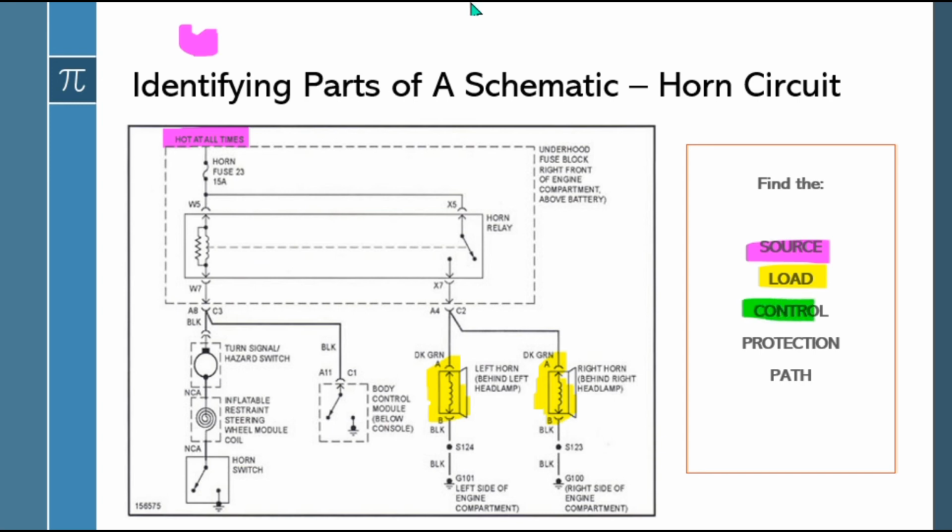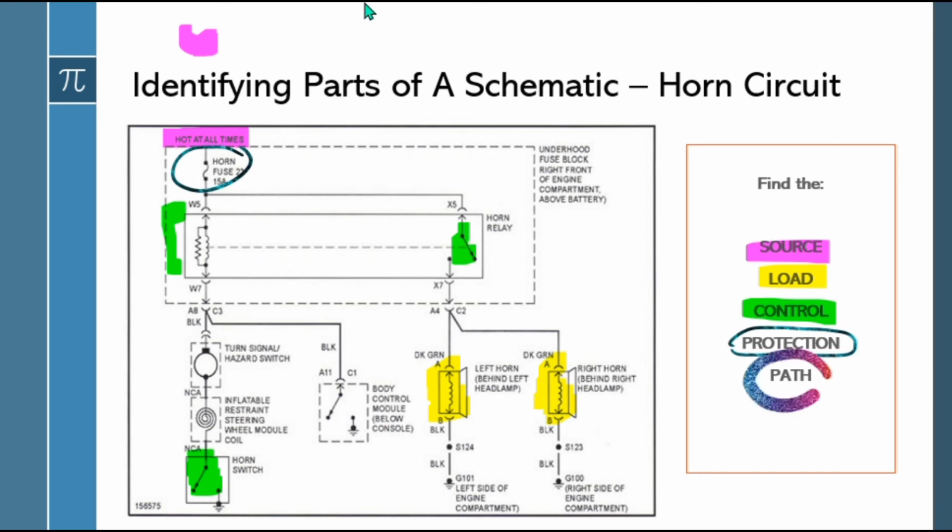When I look for my control, I'm going to go back to that switch. And that switch is going to activate, in a way, the relay here, which pulls another switch shut to activate your horns. Your protection, I'll circle in lava, a fuse. And your path we'll do in rainbow. Woo, that's a big rainbow. Comes from hot at all times, so this is going to be ugly because that's a big pen. Down through the relay. We split here. What type of circuit is that? And we go back to ground.